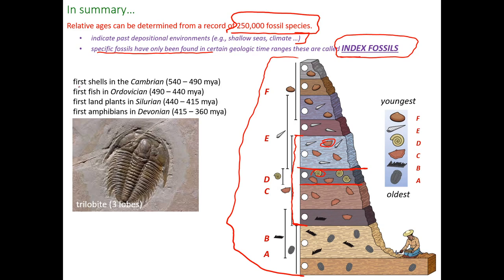The first shelled organisms we find in the Cambrian, 540 million years ago to 490 million years ago. The first fish we find in the Ordovician, 490 to 440 million years ago. The first land plants we find in the Silurian, 440 to 415. The first amphibians in the Devonian, 415 to 360. So we're going to go through all this stuff in great detail.